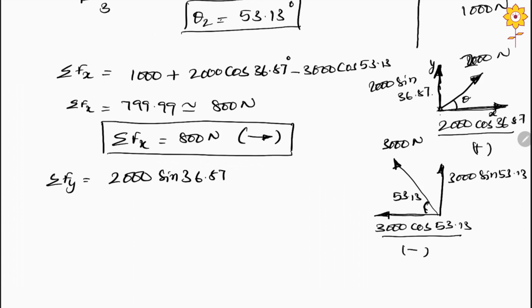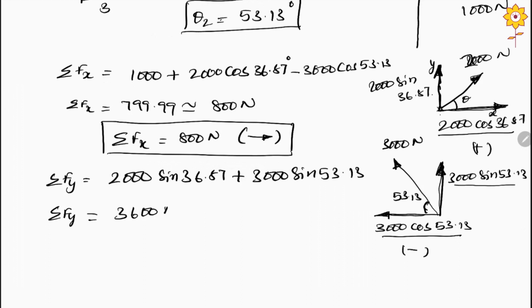And for the second inclined force also, we have a sine component which is moving upward. So upward means positive direction. So positive plus 3000 sine of 53.13, and we will get only two components. If you put it in the calculator, you find out f of y will be equal to 3600 Newton. If you see, it is also positive, so the sign will be upward. So summation of f of y is upward.